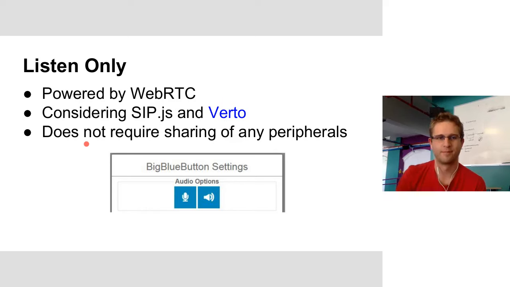Currently, in the HTML5 client, we have the listen-only feature. This is powered using WebRTC and JavaScript. Currently, it is implemented using a SIP.js library, similar to what the Flash client uses. And we're considering options such as Verto, mod_verto with FreeSWITCH, for different capabilities for audio.